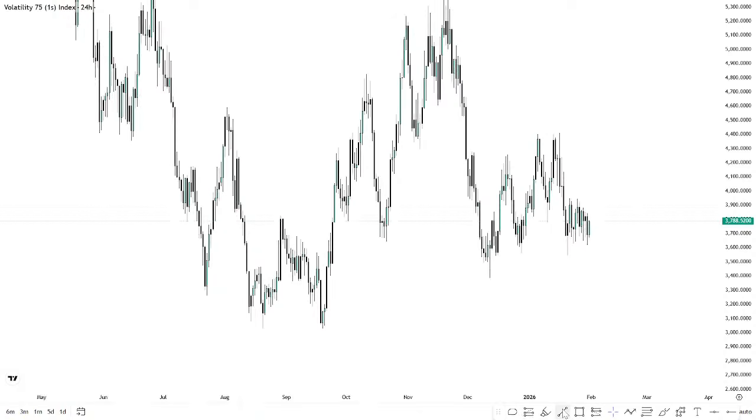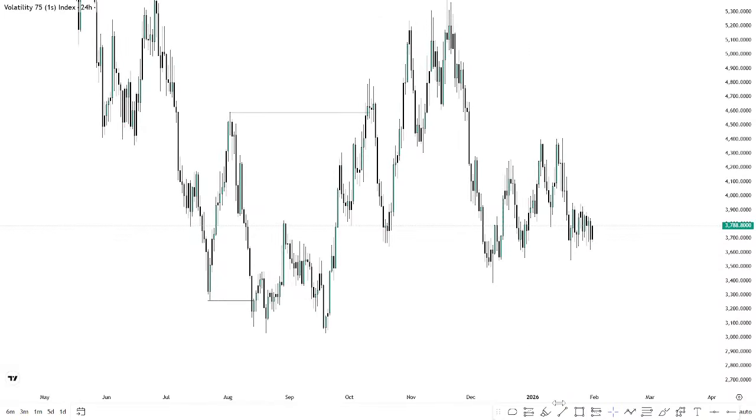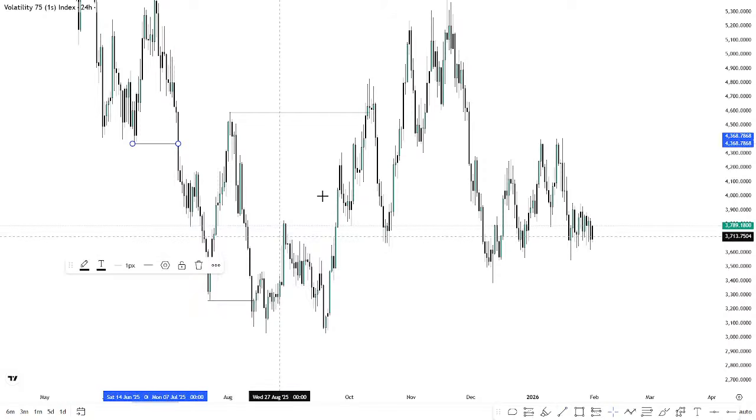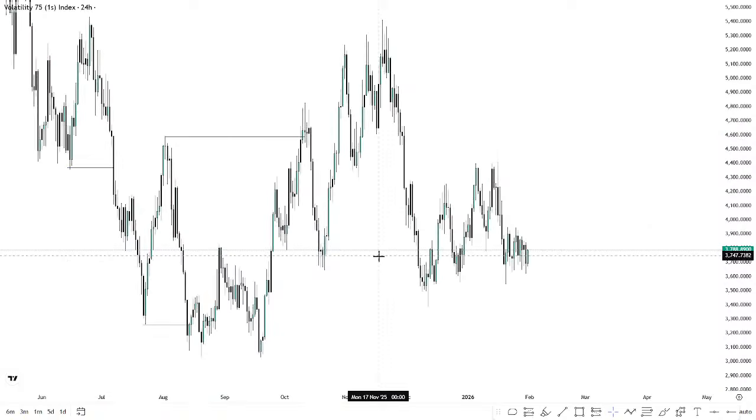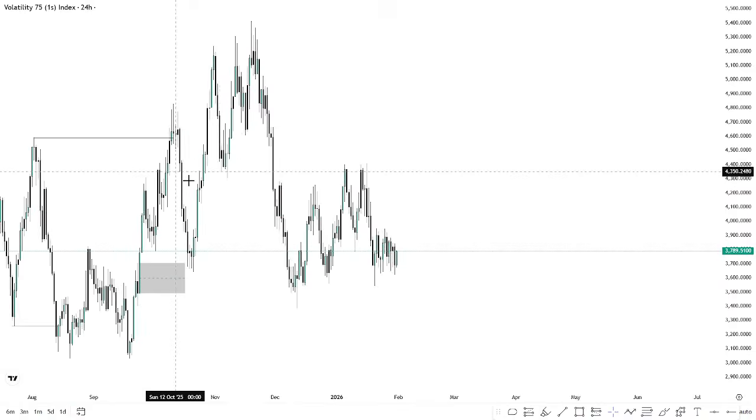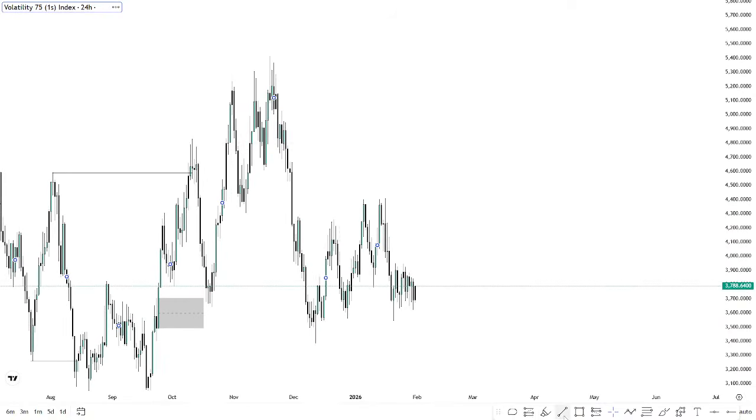So we had a change of character. That was a change of character. A break, another break, a change of character. Then market came back here for a continuation. We had a break of structure to the upside.